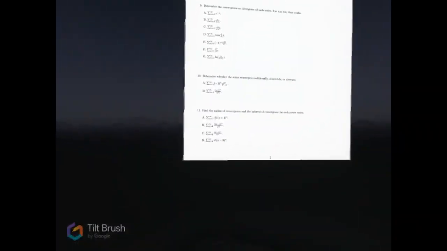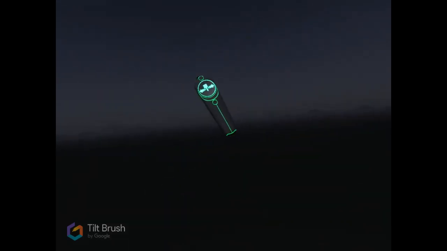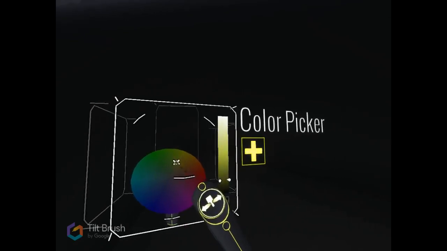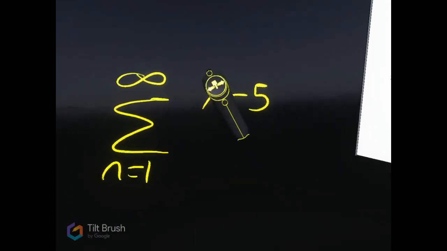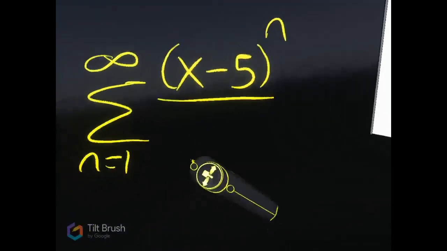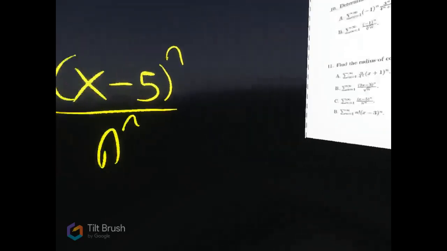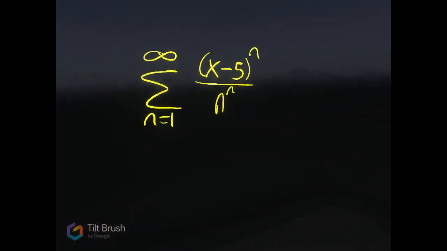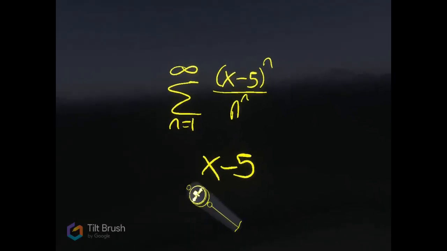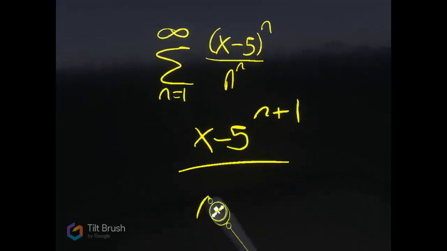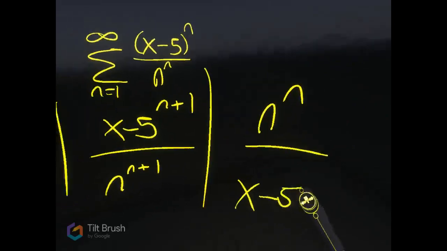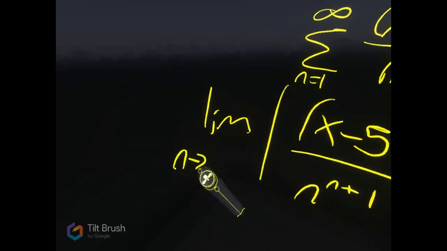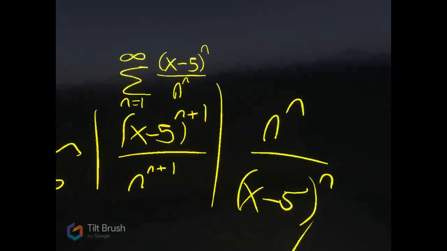All right, next one. Okay, here we go. Come here, buddy. Look at it. So n to the n. Okay. Well, so we have x minus 5 to the n plus 1 over n plus 1, n to the n, x minus 5 to the n.